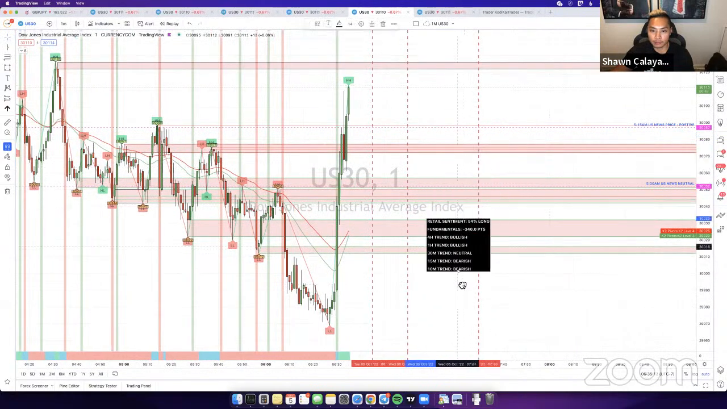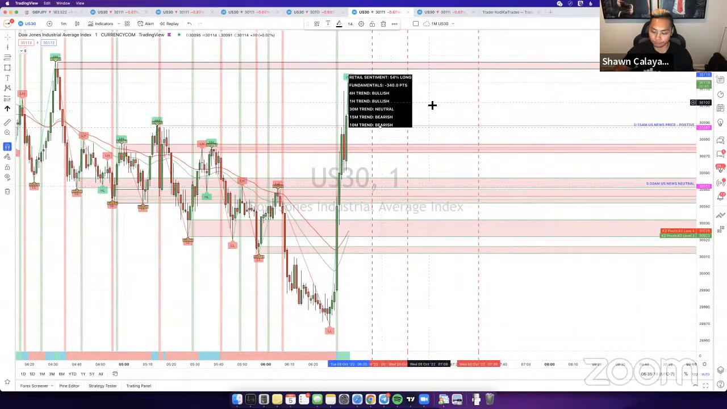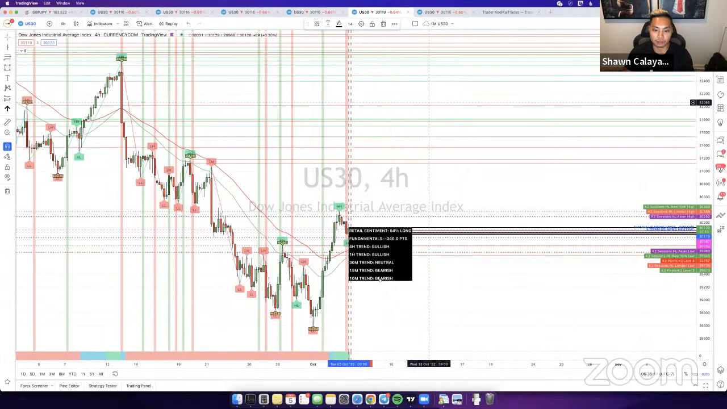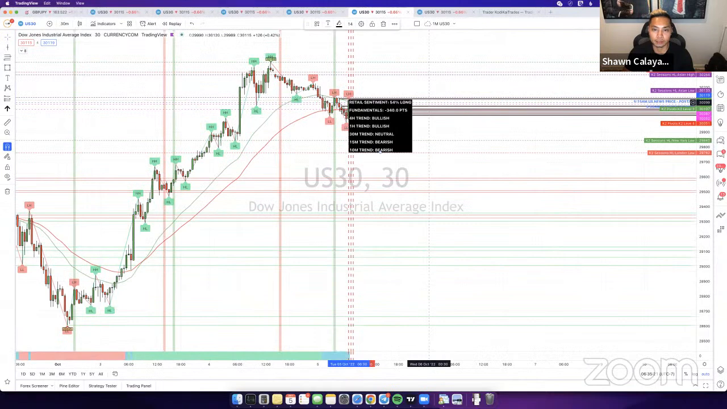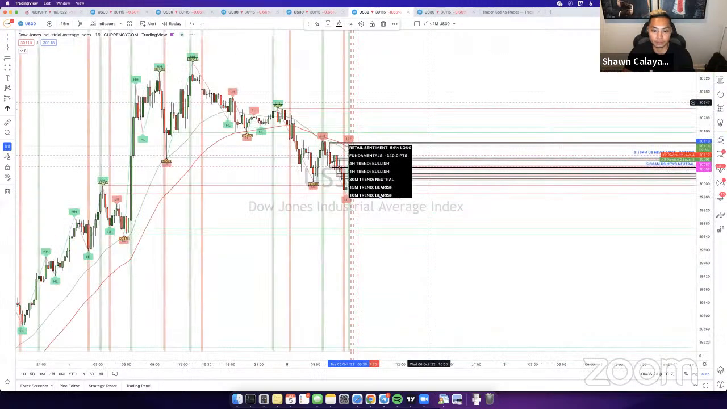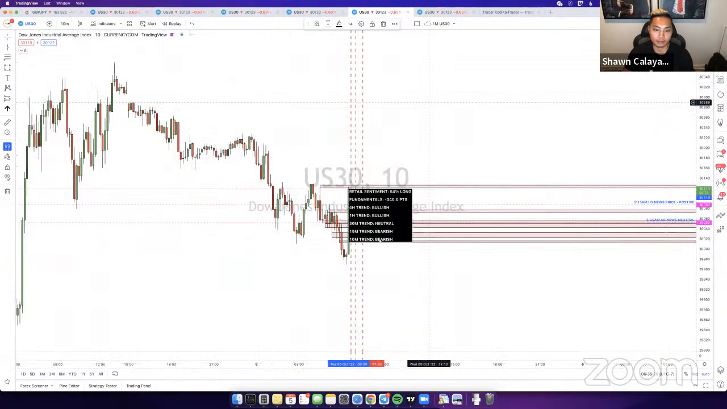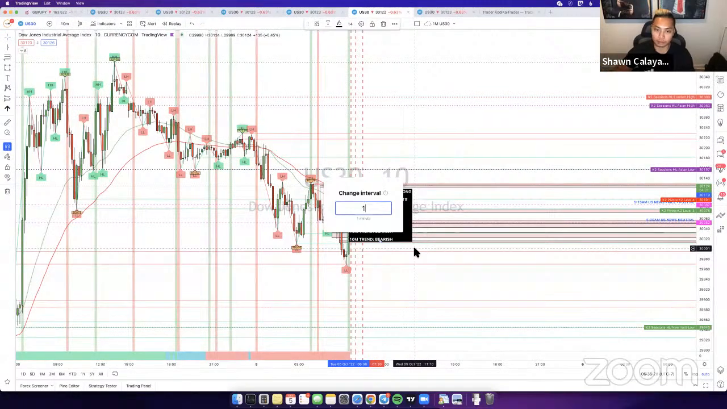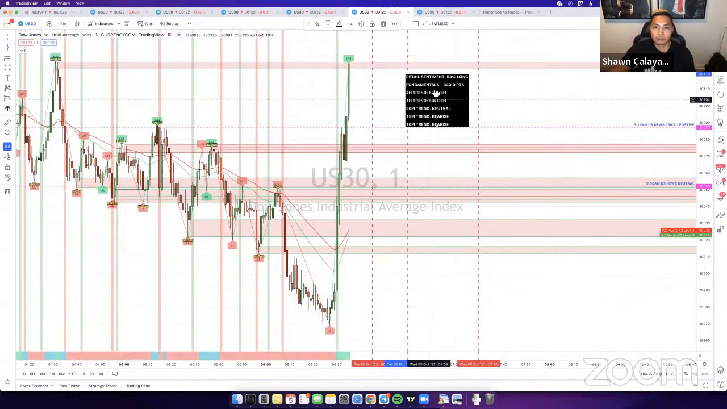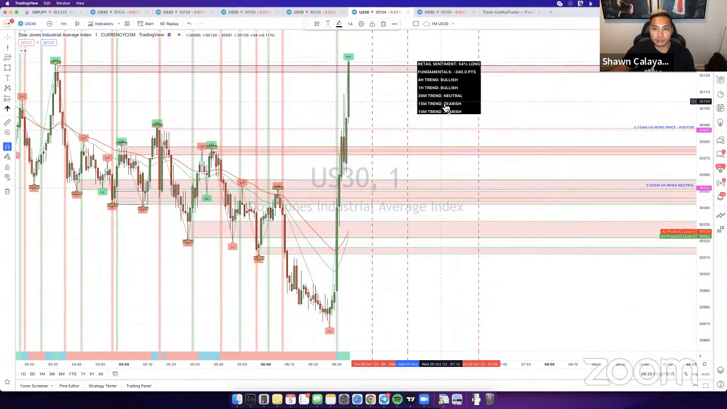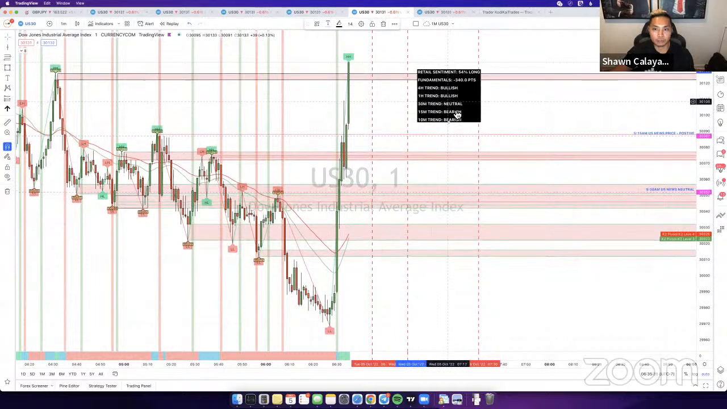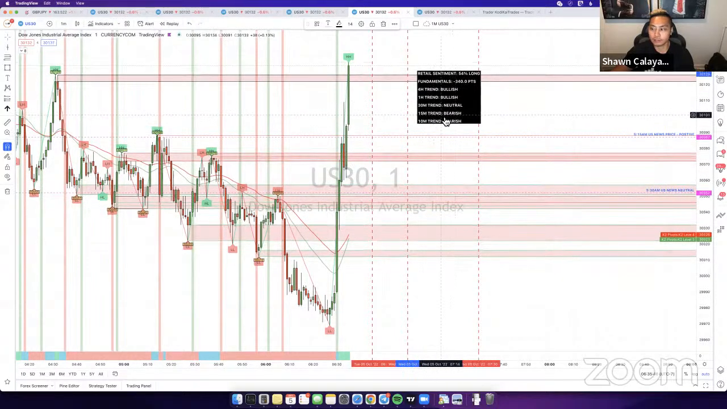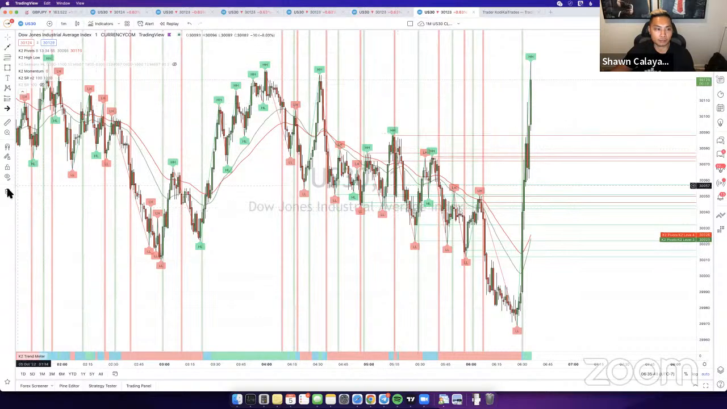As price continues to push up higher, I'm going to check to see if any of these biases have changed. Still bullish, still neutral. 15 is still bearish, and 10-minute is still bearish as well. So it looks like these lower time frames are starting to catch up to the higher time frames, because higher time frames are bullish, 30 minutes neutral, 15 minute is bearish, and 10-minute is bearish as well. But it looks like it might be shifting up.